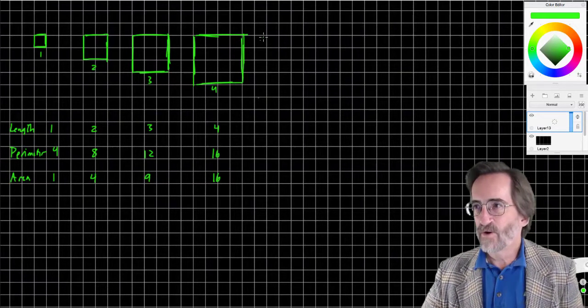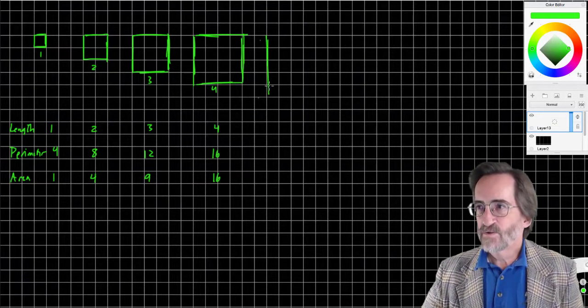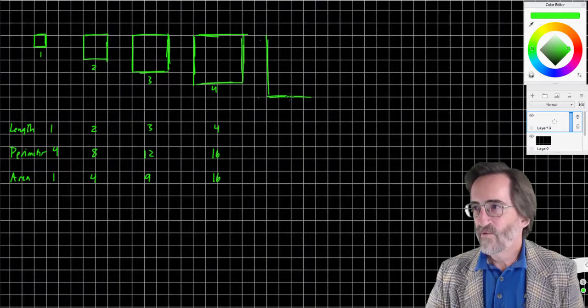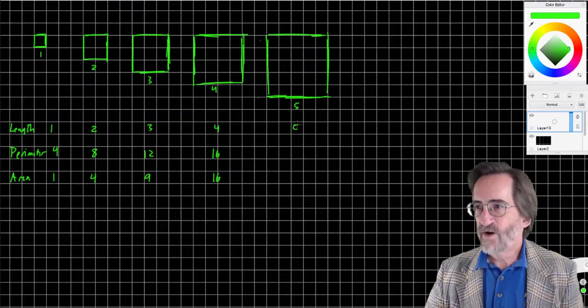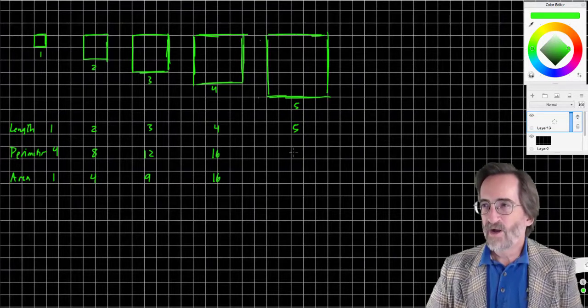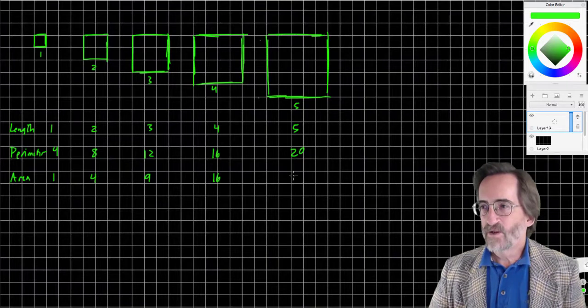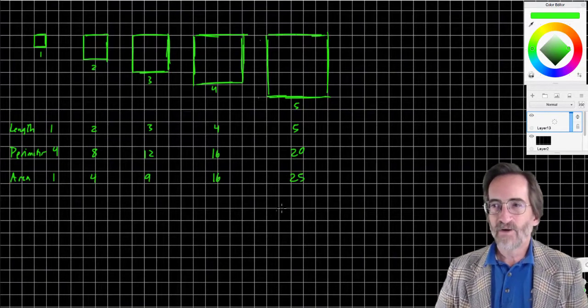Now let's do one more. Let's do a 5 by 5. Okay, the side length is 5. The perimeter is 5 plus 5 plus 5 plus 5, or 20. And the area is 25, 5 times 5.